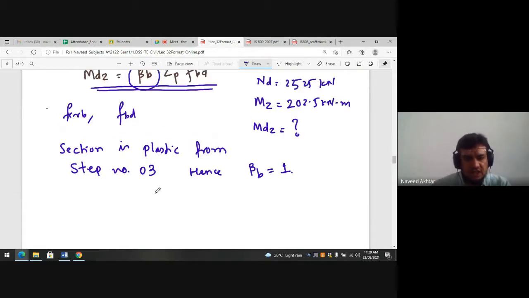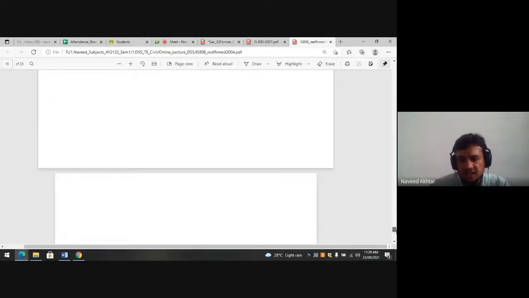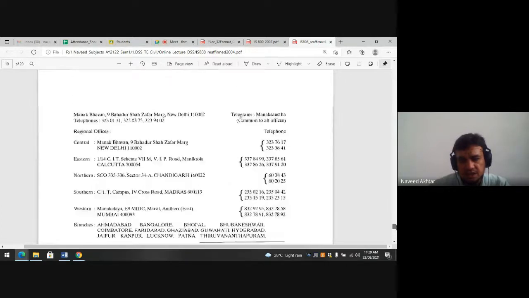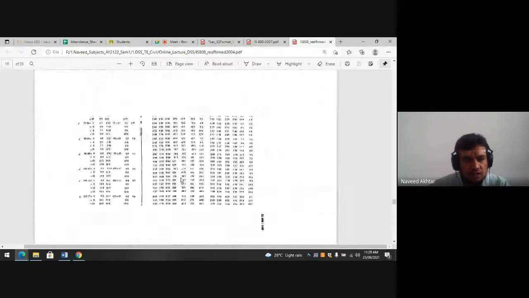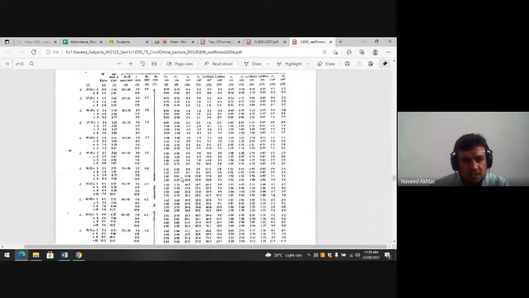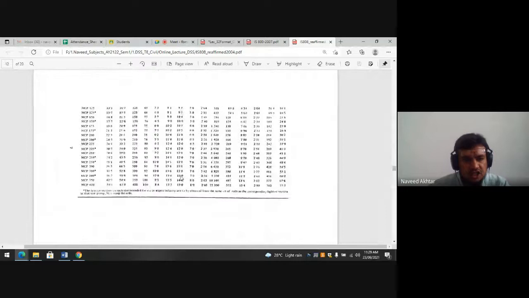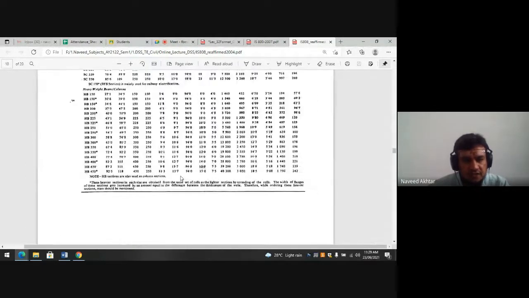Hence beta B value is equal to 1. Now, in this, we know the beta B value. We know the ZP from the IS code of the section. ZP, you know that in IS code at the last it is given. ZP, that is the plastic section modulus for the ISHB 450. It is given already. So ISHB 450 will come here.